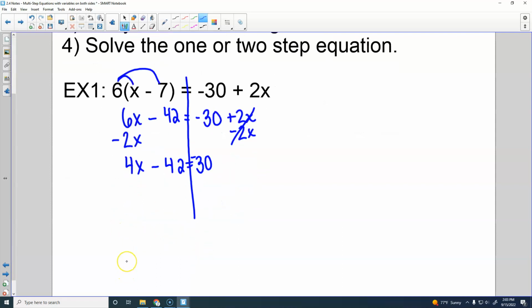All right. So, Isabella, what should I do after that? Very good. We'll add the 42. We'll be left with 4x on that left-hand side. Isabella, what do I get whenever I do negative 30 plus 42? Positive 12. Very good. Ian, last step. Good. What do I get for my answer? Very good.